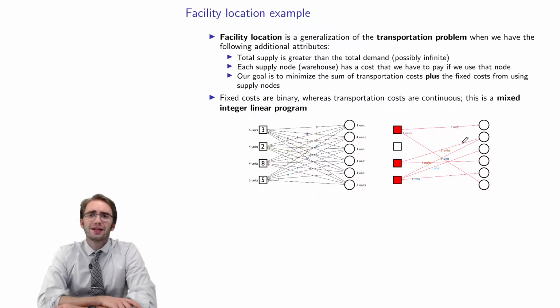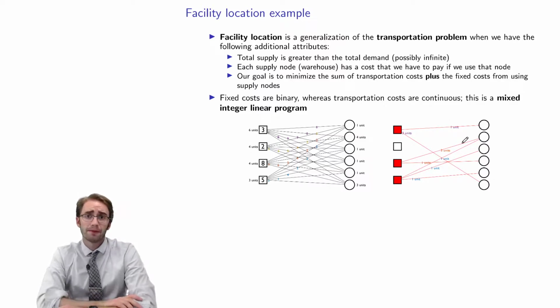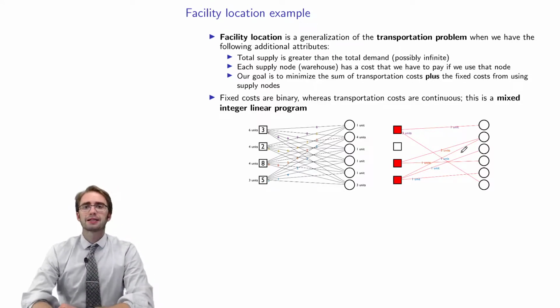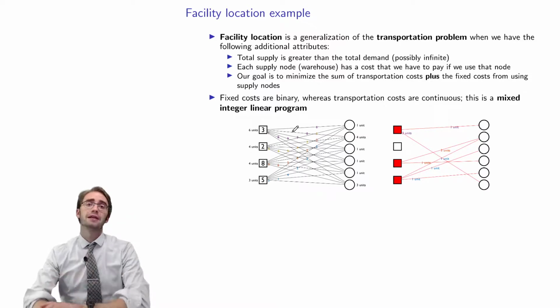Facility location. Facility location is a generalization of this transportation problem, the problem where you had the warehouses and stores, but you have additional attributes that are complicating things. So number 1, the total supply is greater than the total demand. Okay, and maybe it's infinite. Maybe you actually have an infinite supply available. Okay, so you have more supply than you need.